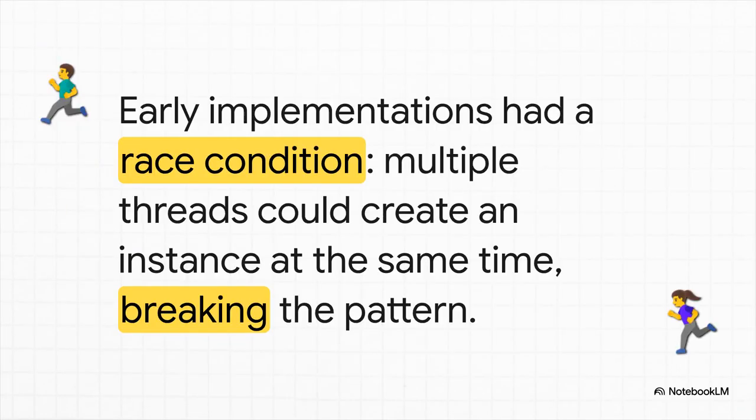So in the early days, writing a singleton seemed easy. You'd just check if you already had an object, and if not, you'd create one. Simple, right? But there was a huge flaw. In a multi-threaded world, two threads could check at the exact same time, both see, nope, no object yet, and both create one. And poof, your singleton is no longer single.